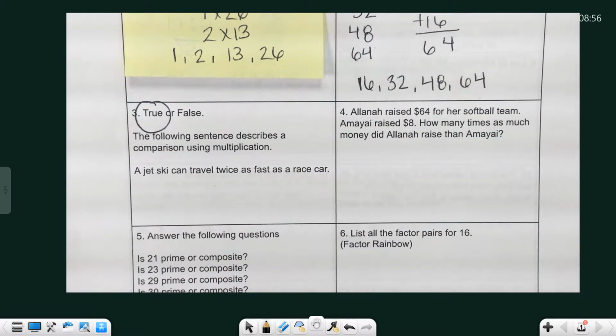Don't think so literal about questions like that. Remember, read the instructions for clarity. They didn't ask you, is this true? A jet ski travels twice as fast. They said, is this true using a comparison with multiplication? Any questions? Does that make sense to you, Tara? You get it now?